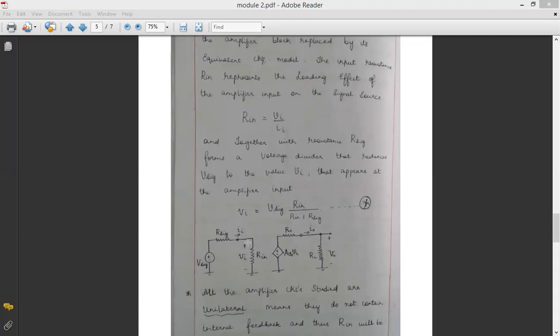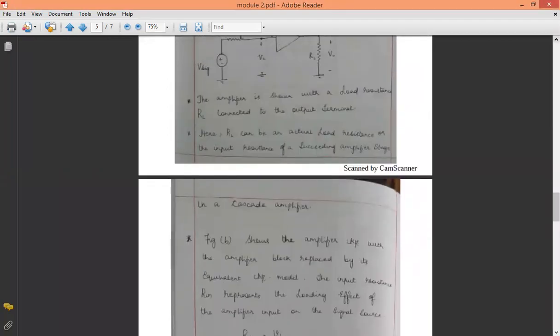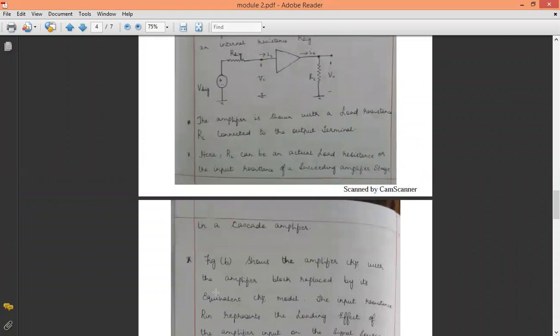What exactly the loading effect is, I will tell you. I am giving V signal, R signal. This is Rin. Rin represents the input impedance. How did you get this Rin? We are writing the equivalent circuit for this main figure. This is the main figure, and for this we are writing the equivalent circuit.